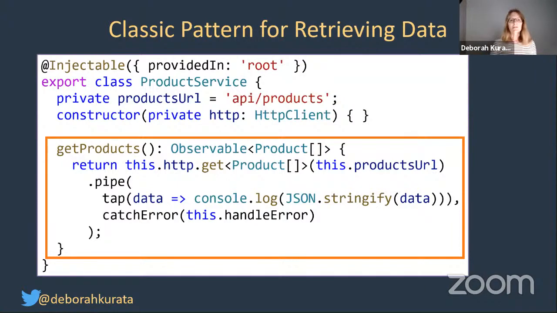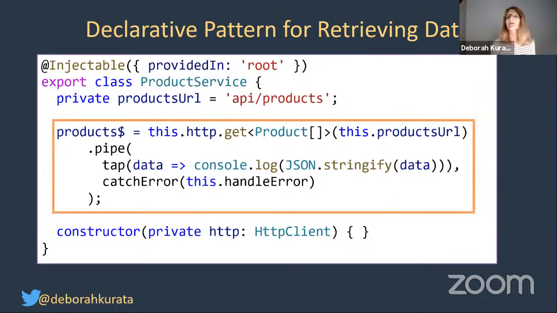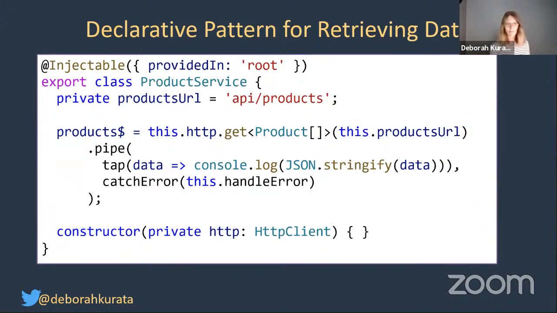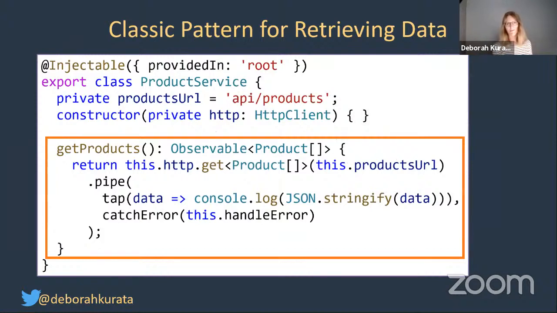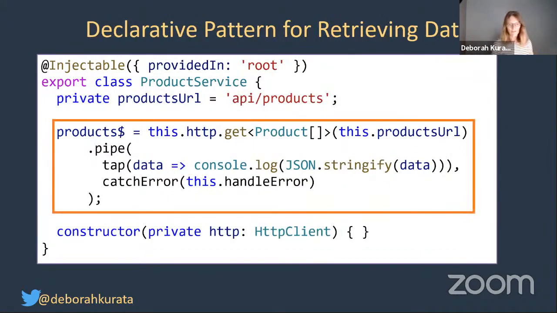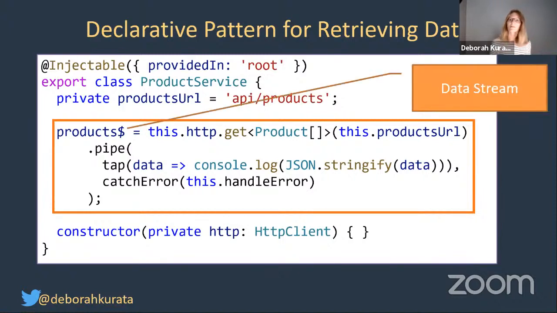What if, instead of doing it as a method, here this is a method, getProducts, and we're returning a value from that method, what if we instead did it as a property and made it declarative? So we could instead follow a declarative pattern for retrieving data. If you notice, the information to the right of the equal sign is exactly the same as in the prior one. So the code below here is the same. All we're doing is assigning it to a property of our service instead of defining it as part of a method. So that is our data stream. By defining it as a declared property, we can do more with it, and we'll talk more about that in a few minutes. But that's our data stream.